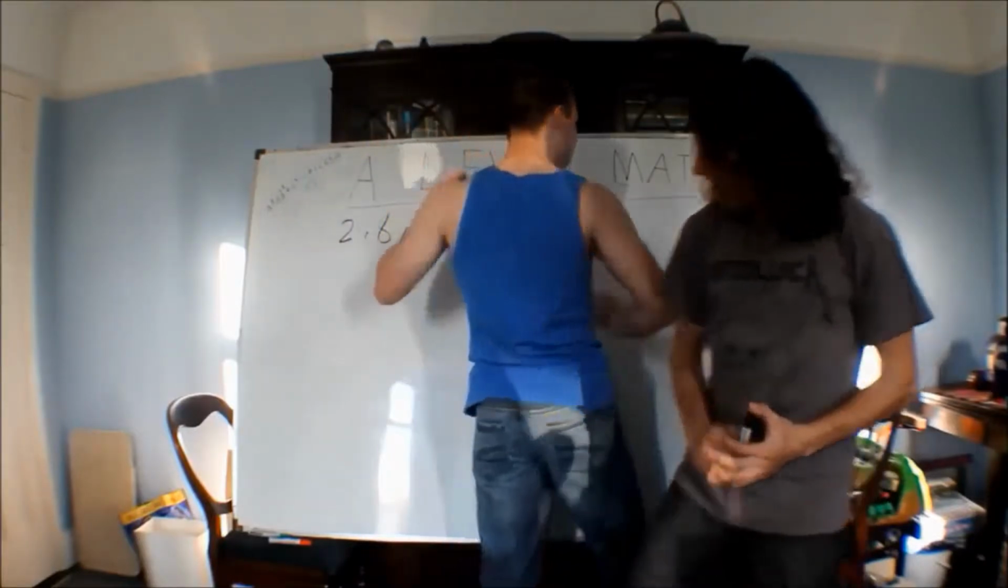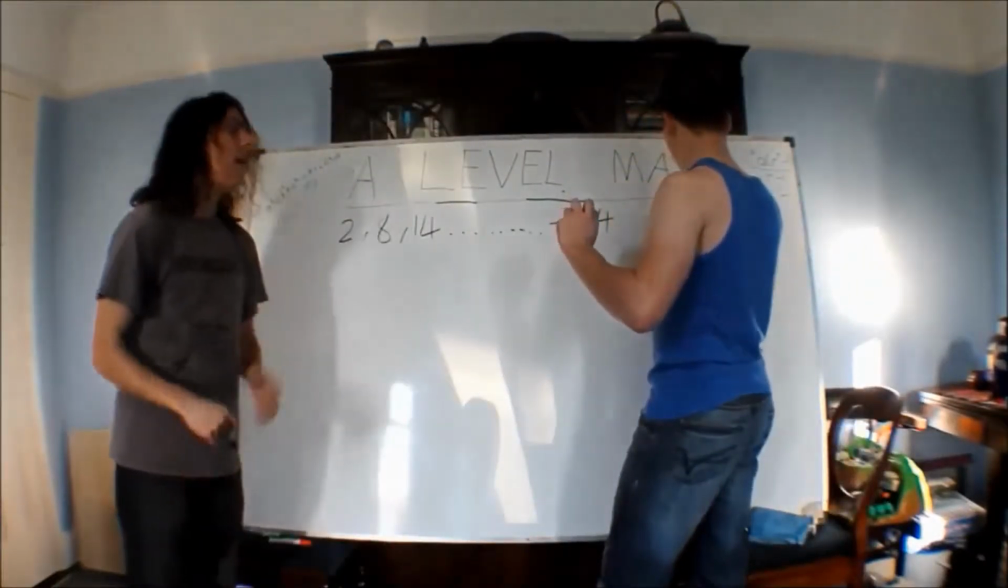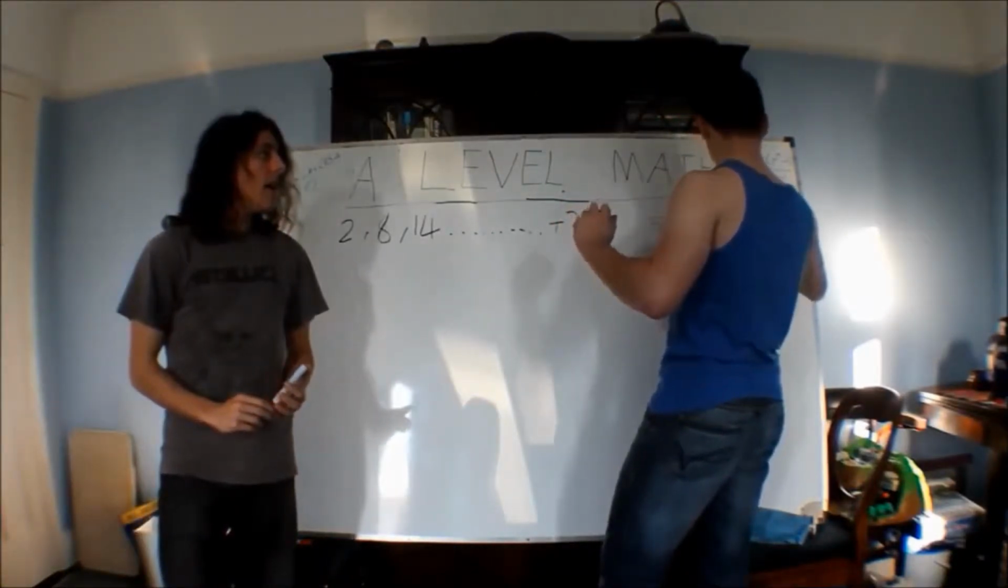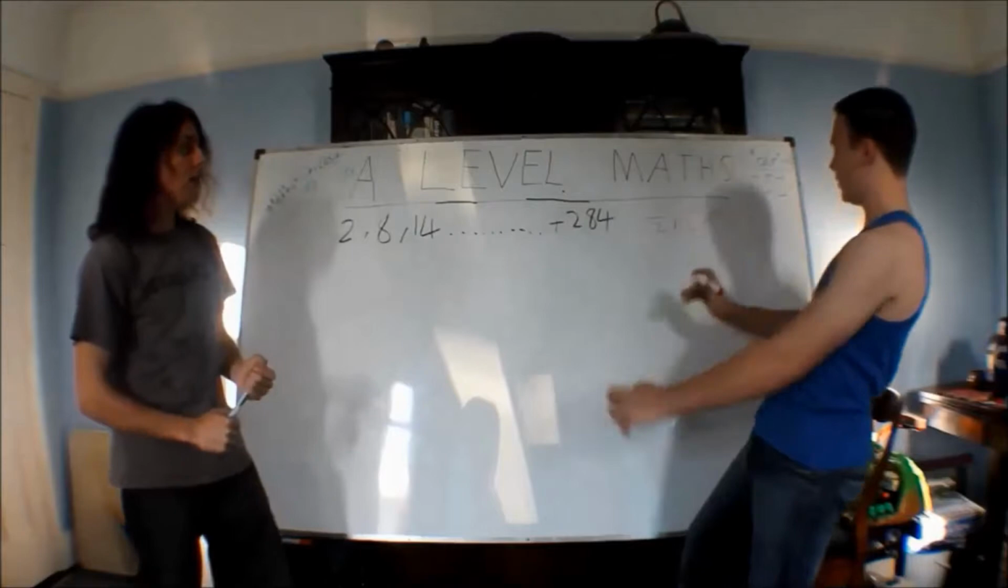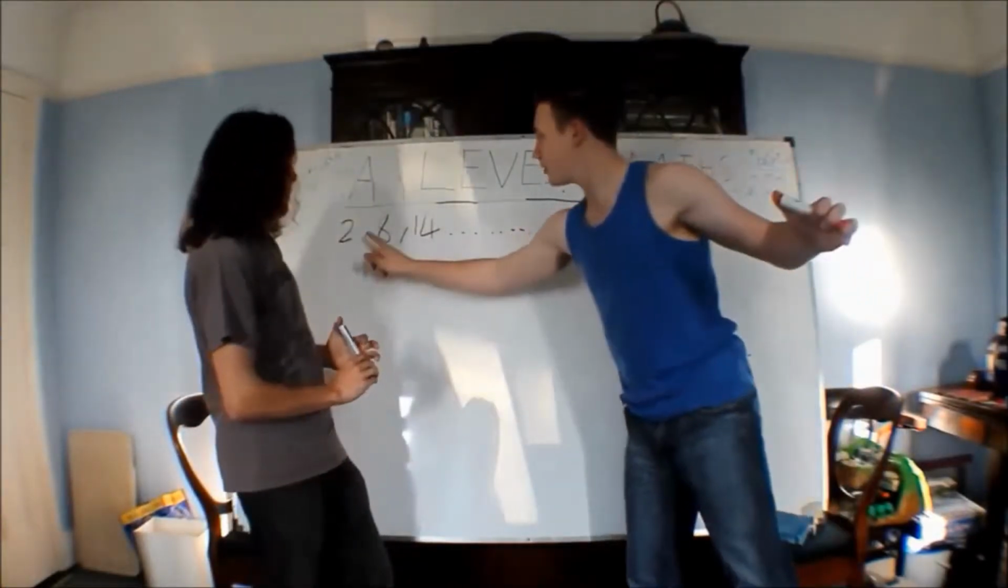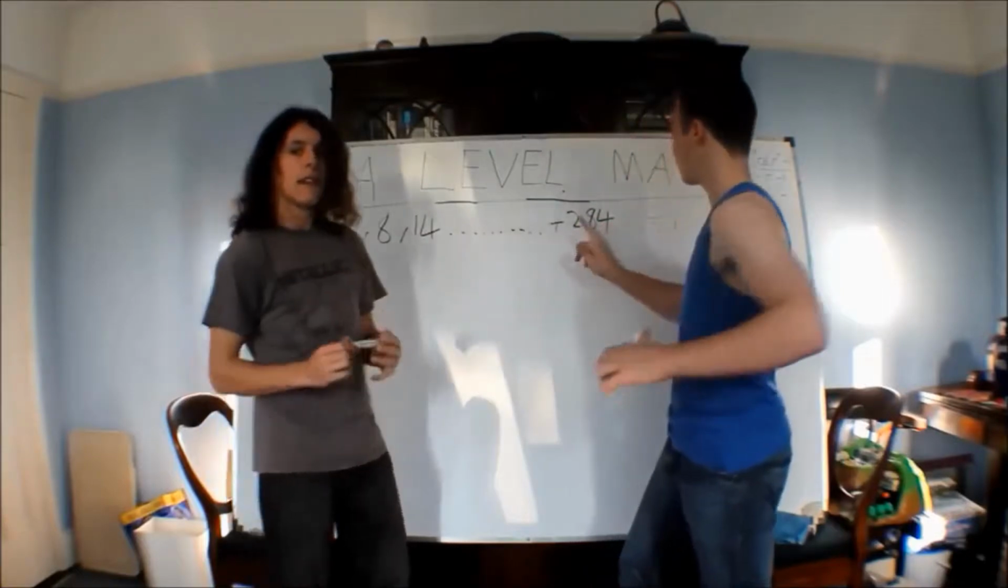Yeah. So we have half n times (a plus l). That's a very nifty equation, and that will give us the sum. So it's that plus that plus that plus all the ones in between plus the last.